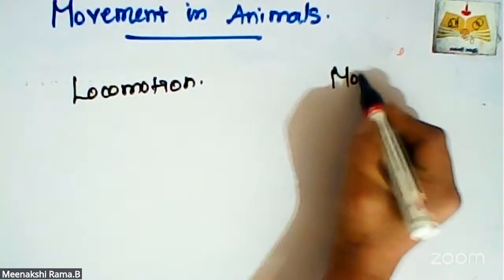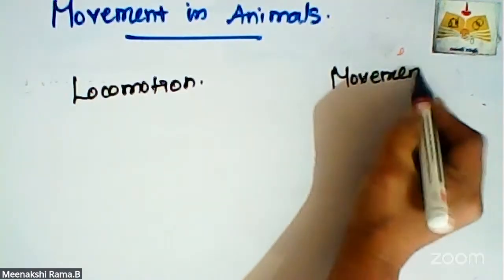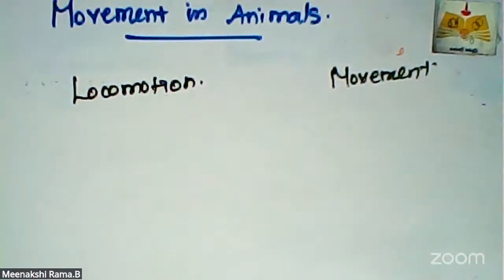The chapter name is movement in animals. Okay. So animals move in two ways, that is movement and locomotion. So what does movement mean? It is the act of changing place or position by one or more parts of the body itself. Locomotion means movement of an organism from one place to another. That is called locomotion.